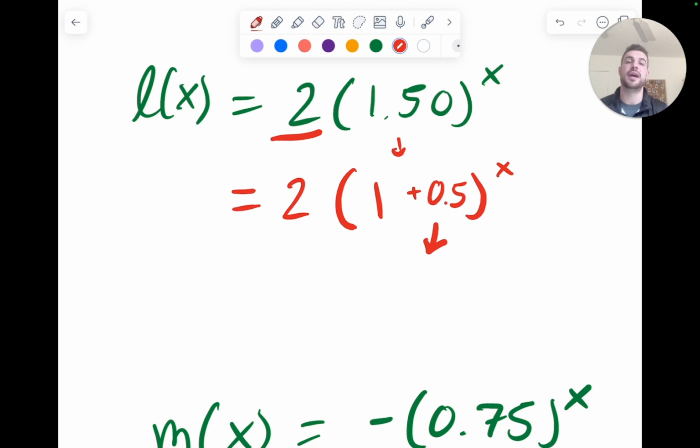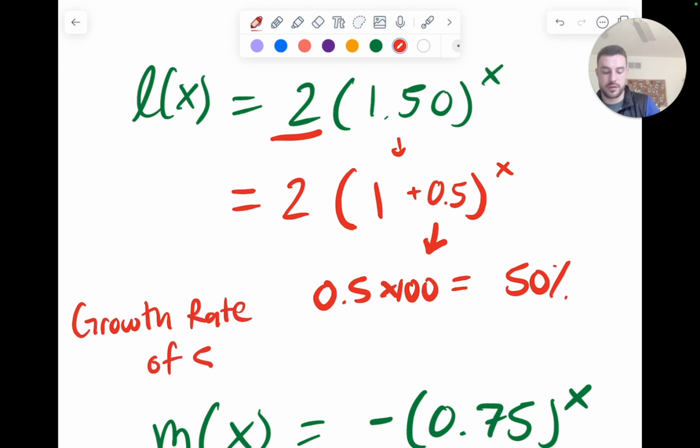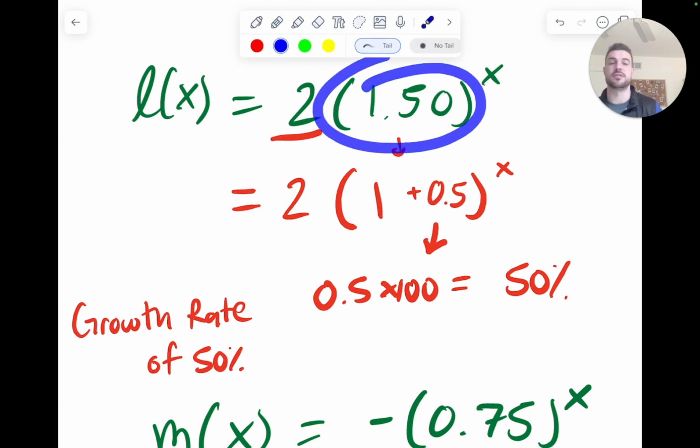Well, 0.5, what we want to do is we want to convert this to a percentage to see what percent we are growing by. So what we could do is we could multiply by 100 and we get 50. So we would say that this has a growth rate of 50%. We are growing an extra 50% every time. And that's because of this base value.